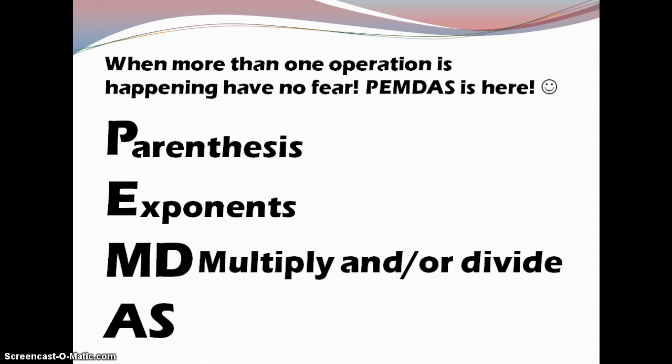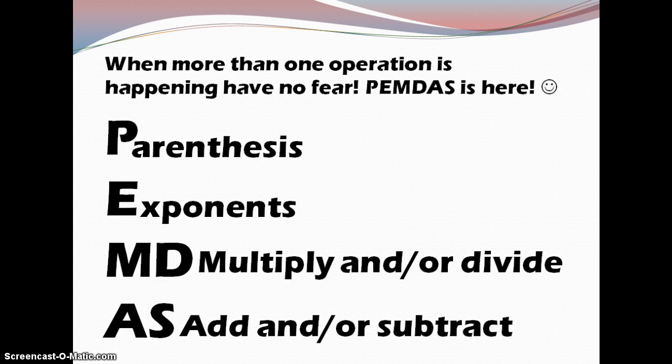Once you've addressed all the multiplication and division, last but not least is adding and subtracting. Once again, you want to add and subtract from left to right. Don't skip around to address addition and then go back and address subtraction. Read the problem from left to right. If addition comes up first, address addition. If subtraction comes up first, address subtraction.